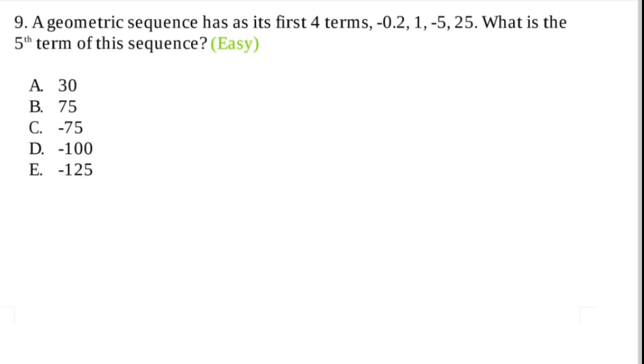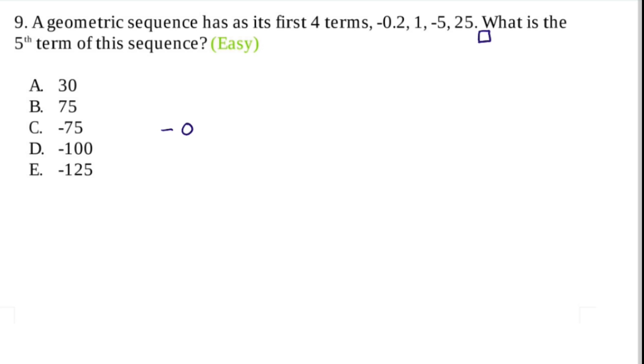Question number 9. A geometric sequence has as its first 4 terms negative 0.2, 1, negative 5, and 25. What is the 5th term of the sequence? So we are finding what goes after the number 25. A sequence is just a number of terms, and they are in a pattern. So all we have to do is find the pattern, and we can apply it to the number 25, which is the 4th term, and we can easily find the 5th term.